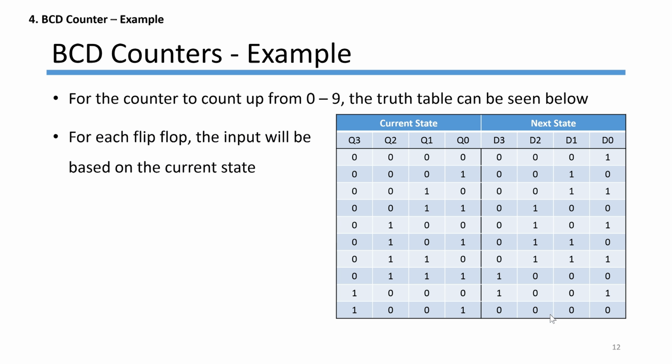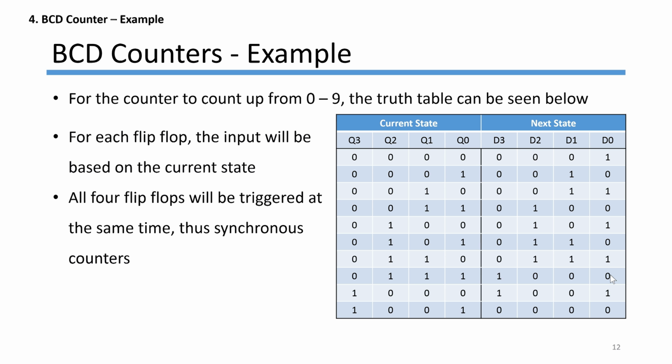Now for each flip-flop, the input will be based on the current state. As you can see, there are 4 flip-flops over here, and each one of them will have a unique Boolean expression to determine the next input. Do note that there are 4 flip-flops, and all 4 of them will be triggered at the same time, thus the name synchronous counters.